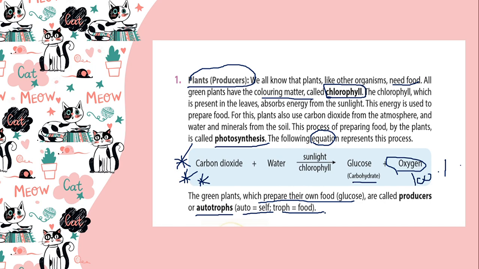We take the food from plants and we cook it to eat. So we are not autotrophs, we are heterotrophs. We'll be learning about heterotrophs afterwards.